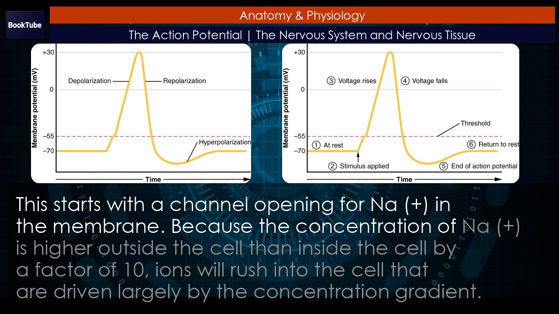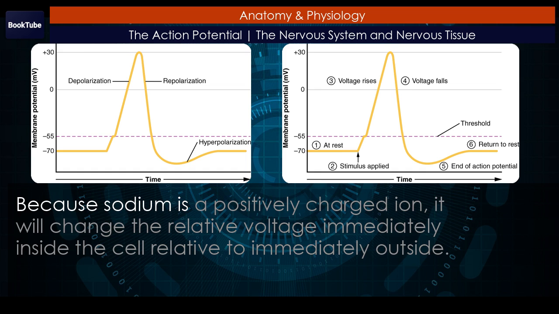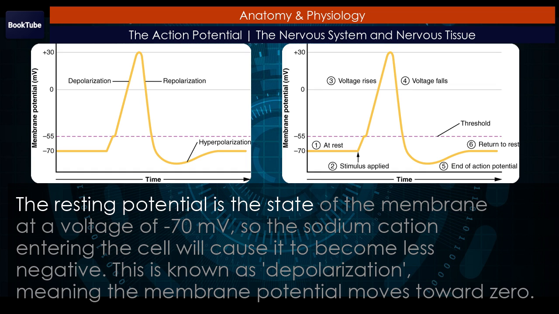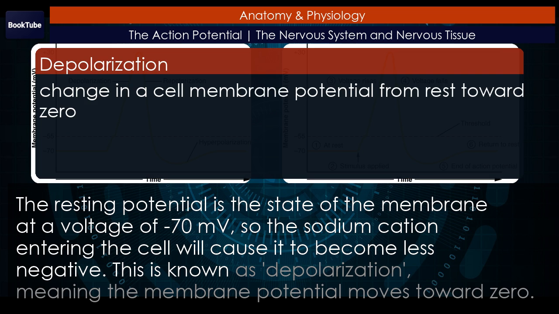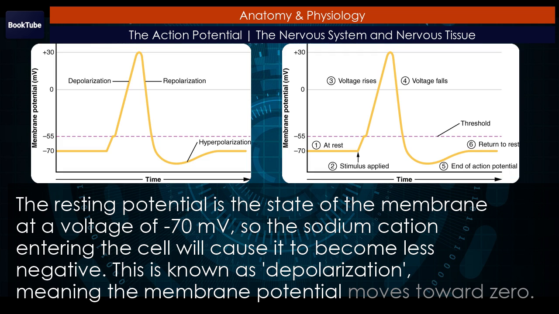Because the concentration of Na+ is higher outside the cell than inside the cell by a factor of 10, ions will rush into the cell, driven largely by the concentration gradient. Because sodium is a positively charged ion, it will change the relative voltage immediately inside the cell relative to immediately outside. The resting potential is the state of the membrane at a voltage of -70 millivolts. So the sodium cation entering the cell will cause it to become less negative. This is known as depolarization, meaning the membrane potential moves toward zero.